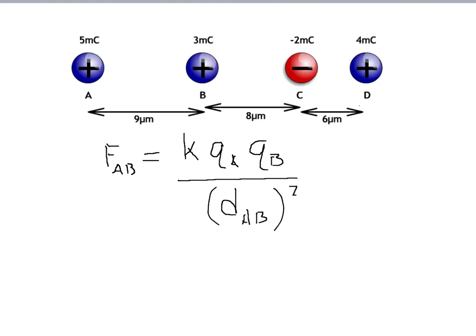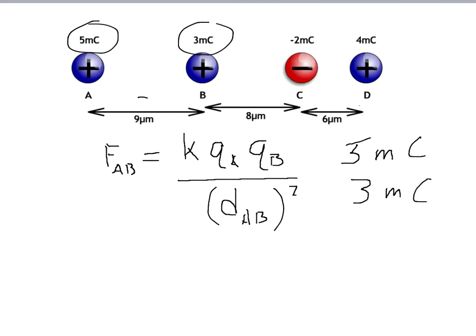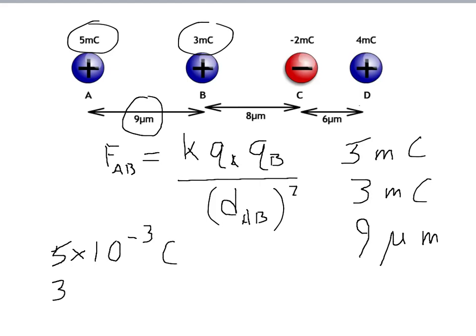And in doing this calculation, I have to look at 2 different prefixes. My charges on A and B are in millicoulombs: 5 millicoulombs for A and 3 millicoulombs for B. And then my distance is actually not in meters, but micrometers. Distance of 9 micrometers. So to make this calculation, I have to remember that 5 millicoulombs is 5 times 10 to the minus third coulombs, and that 3 millicoulombs is similarly 3 times 10 to the minus third coulombs.